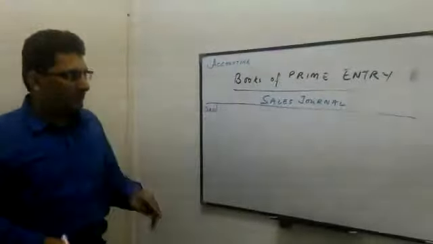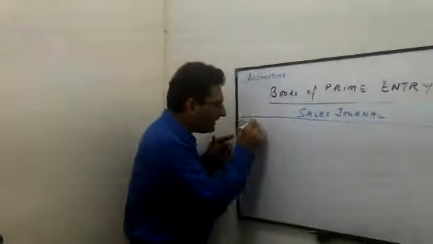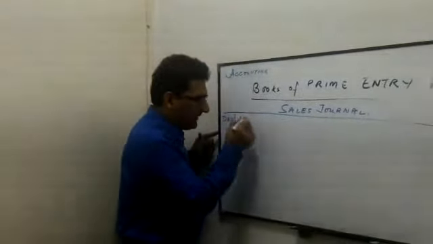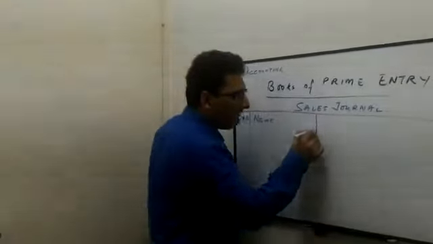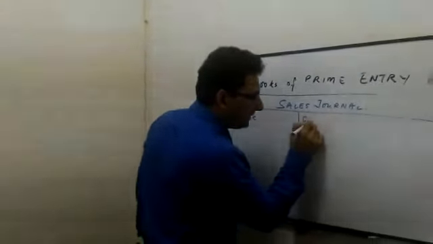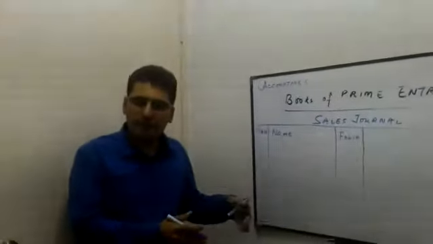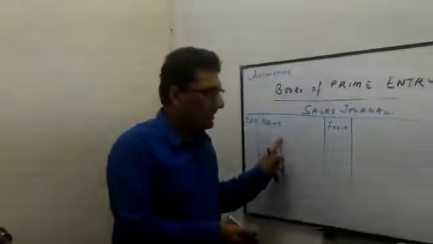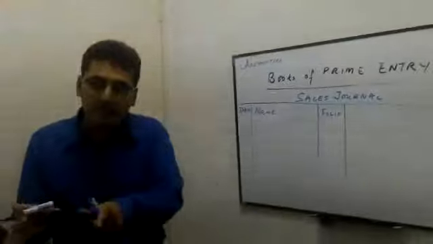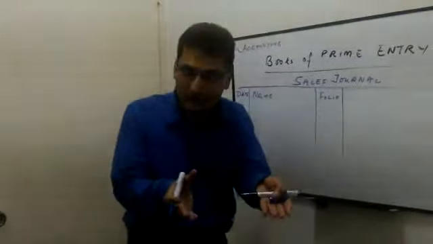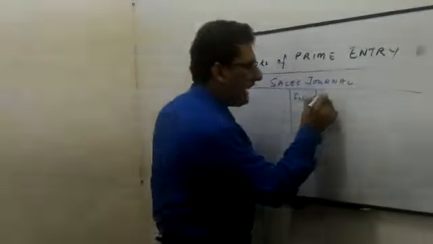What is the template of the sales journal? Every transaction has some history, so we remember the date. Our first column is the date. Then obviously we record the customer's details here, so after the date comes the name, the name of the customers.